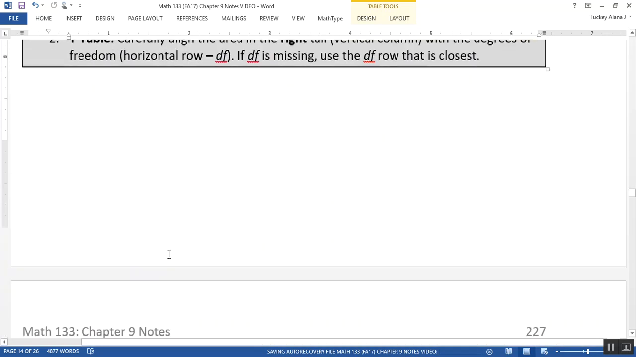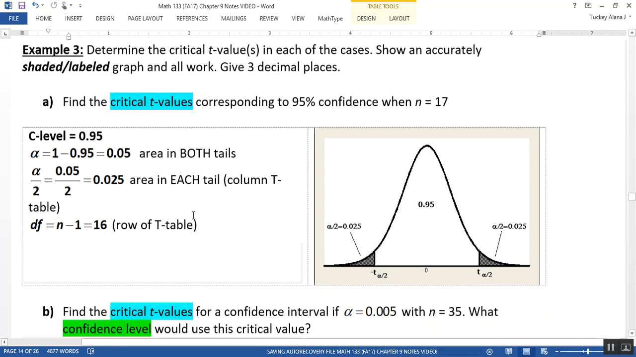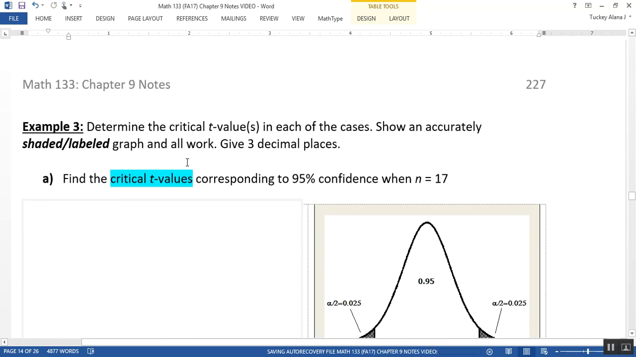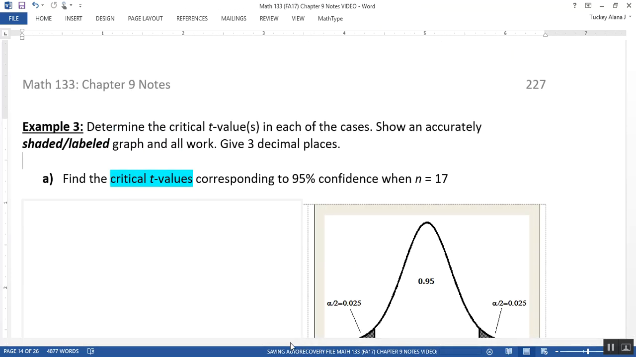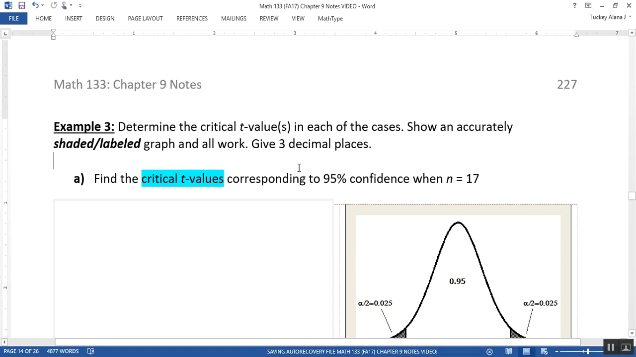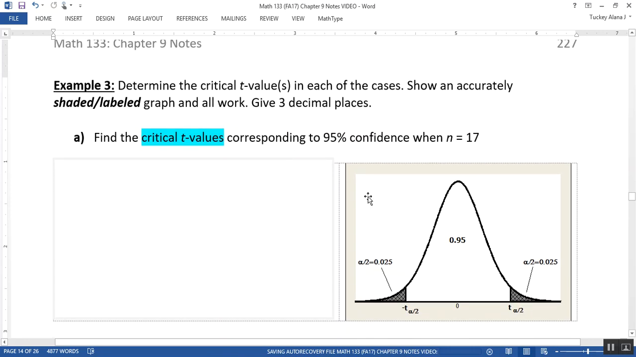Alright, so let's go down here and we're going to practice finding the critical t-values for a whole bunch of different ones. Okay, so we want to find the critical t-values that correspond to 95% confidence when n is equal to 17. All right, so you can see I've already labeled the picture. I've got a t alpha over 2 on the right, a negative t alpha over 2 on the left. And yes, you need to label those.